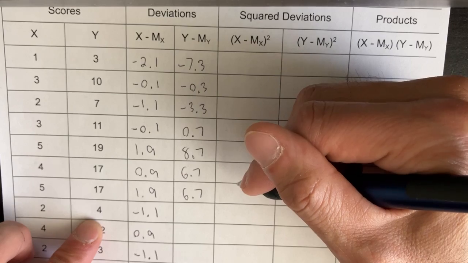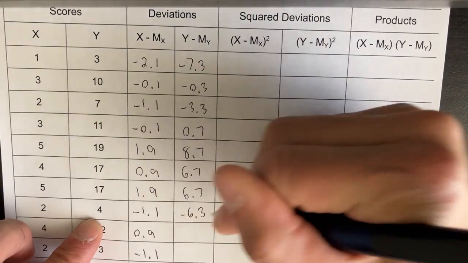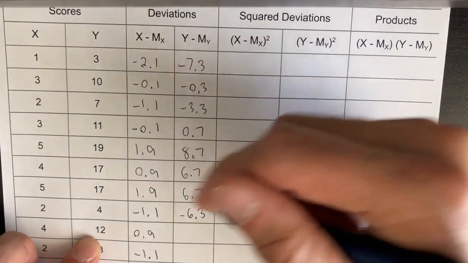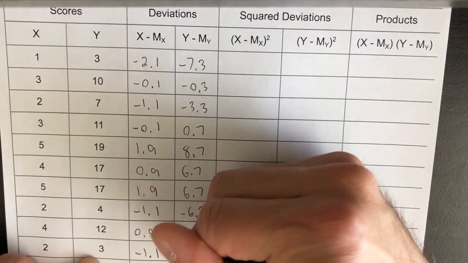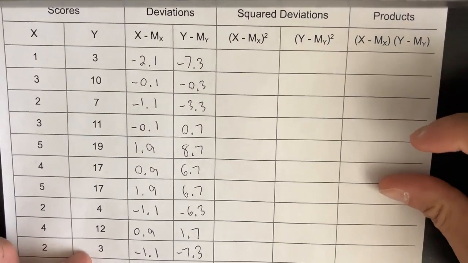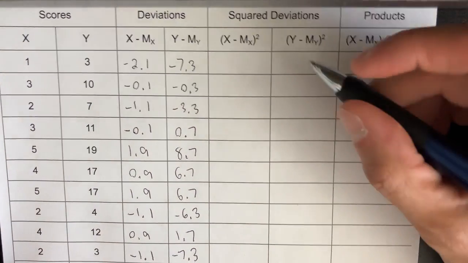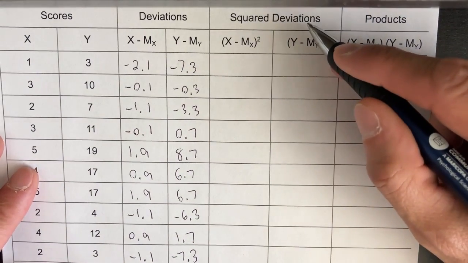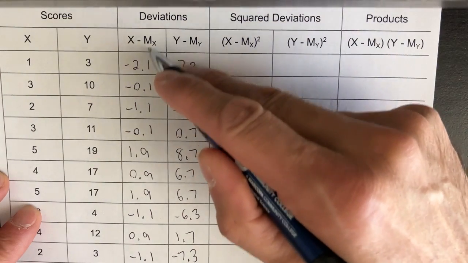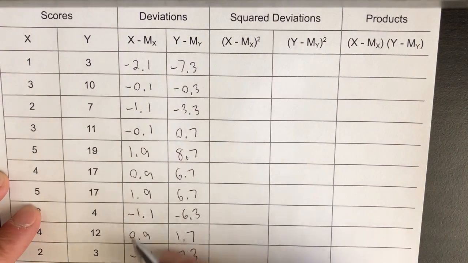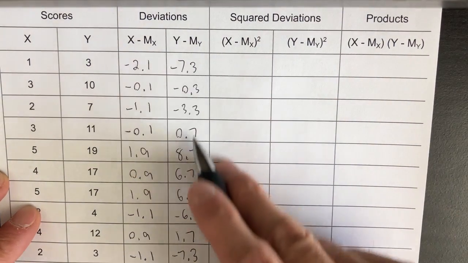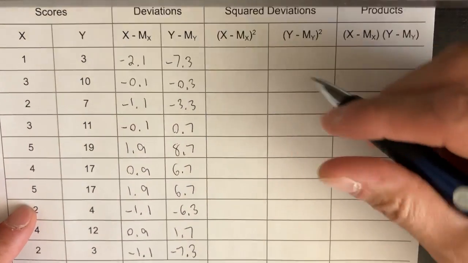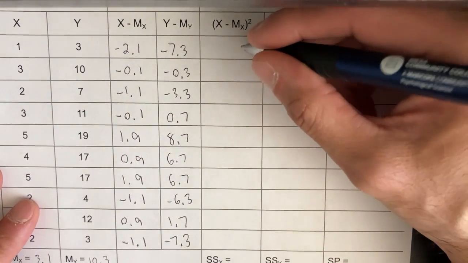4 minus 10.3 gives us negative 6.3. 12 minus 10.3 gives us 1.7. 3 minus 10.3 gives us negative 7.3. Okay, so now we're going to fill out the square deviations column. That is just telling us to take this column here for the x's and square all these numbers, fill in these respective cells here, and then for this one we're going to square these y values and fill these out. Okay, so let's get started with that.